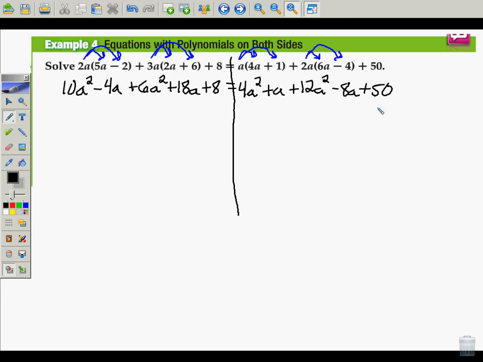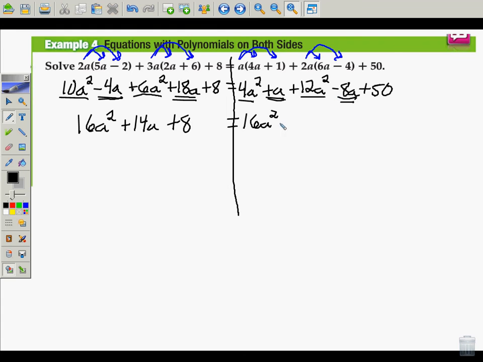Now I'm going to combine my like terms. I've got a 10a squared and a 6a squared on the left side. That will give me 16a squared. Then I've got a minus 4a and a plus 18a. That will give me a positive 14a. And we've still got this plus 8. Equals 4a squared plus 12a squared gives me 16a squared on the right side. I've got a positive a and I've got a negative 8a. That gives me minus 7a on the right side. And then I have my plus 50.